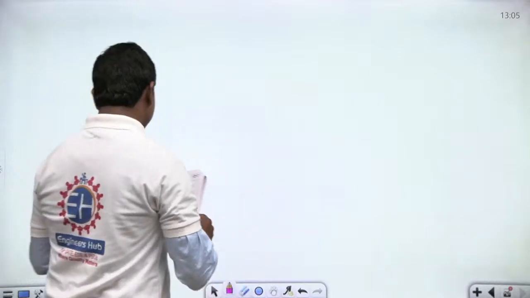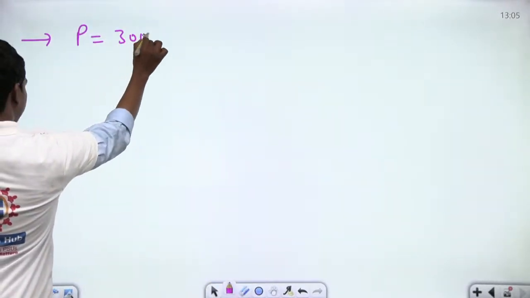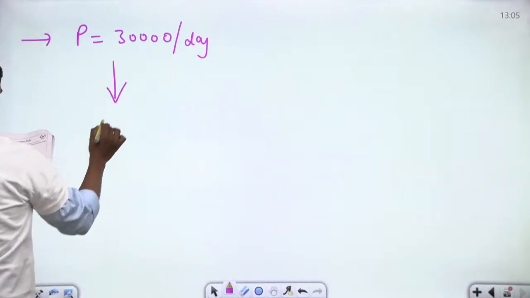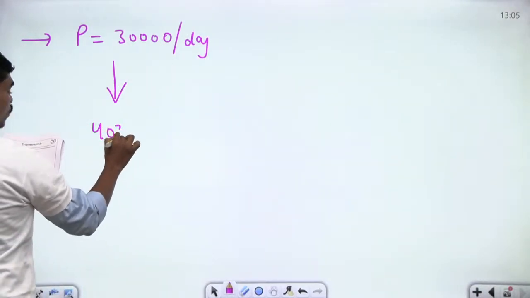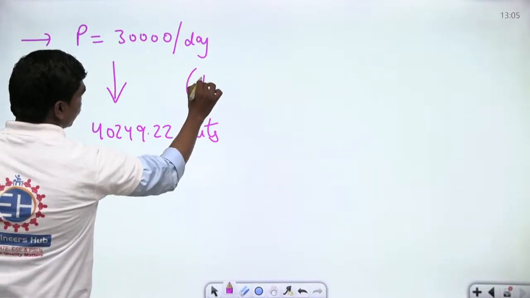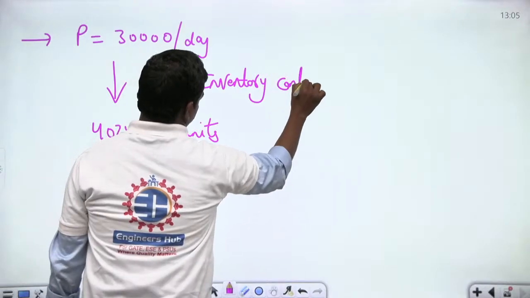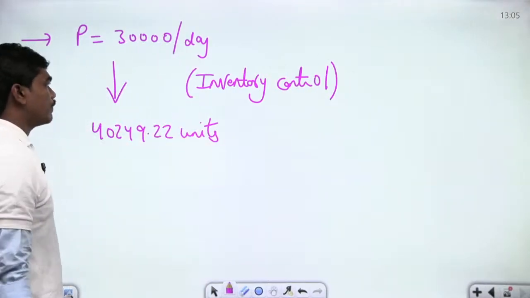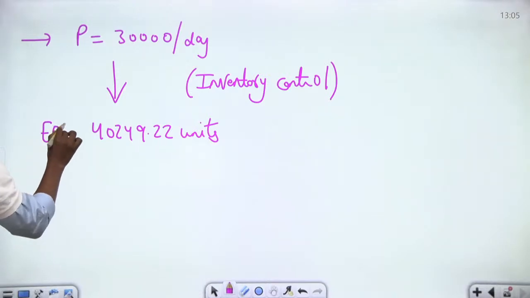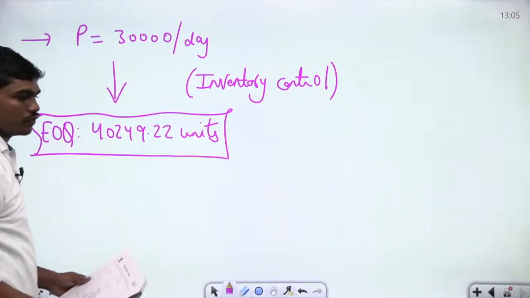Next, there is a question from inventory control. The question is P is equal to 3 into 10 power 4 per day and so on. For this question, the answer is 4249.22 units. This is a question from inventory control basically. The answer that we are getting is the estimated order quantity, which is equal to 4249.22 units.